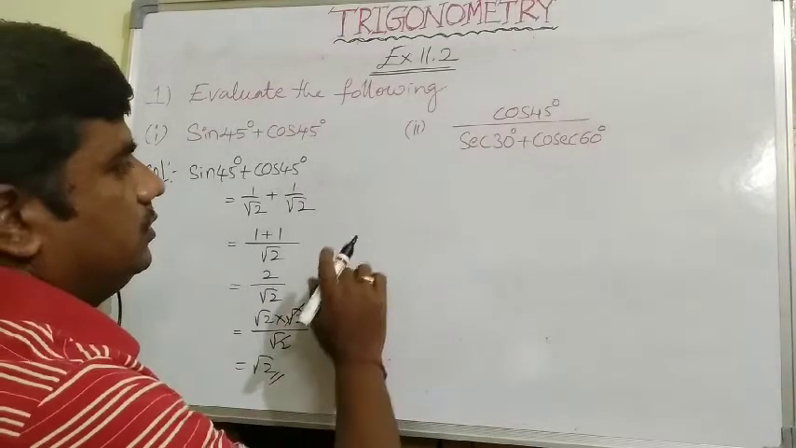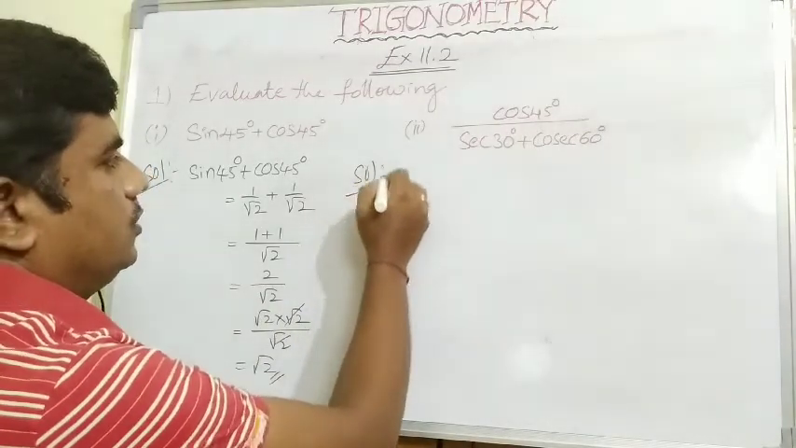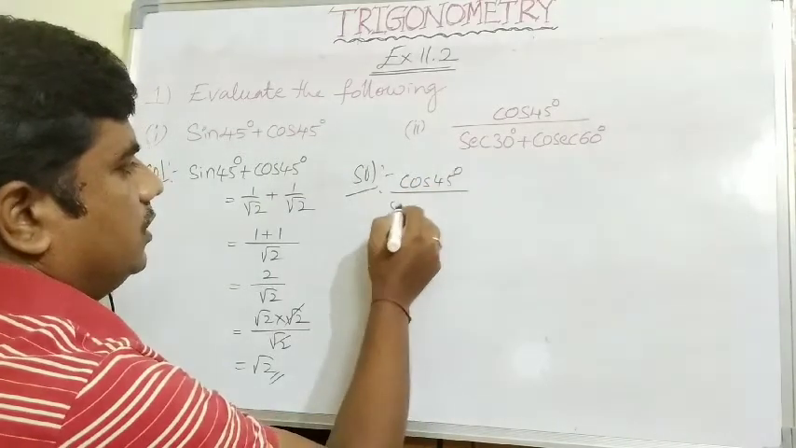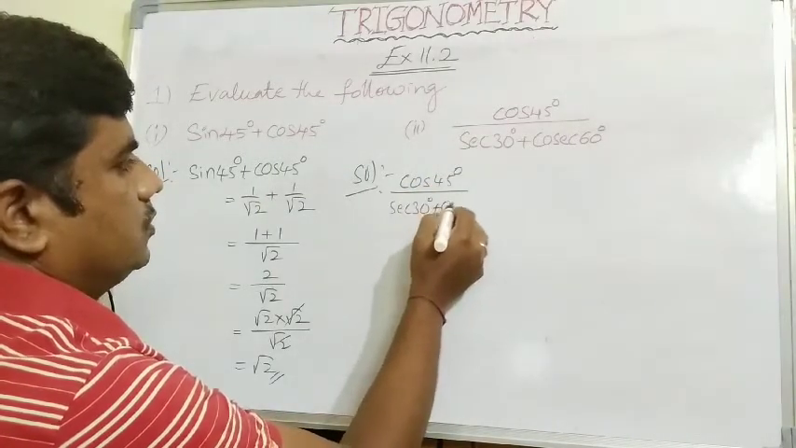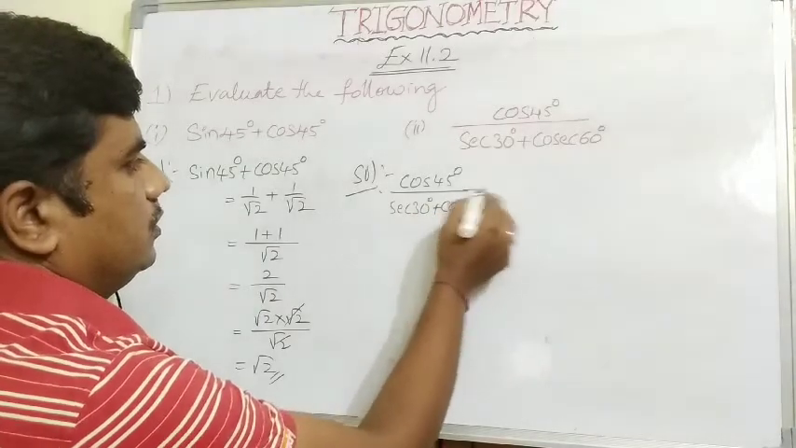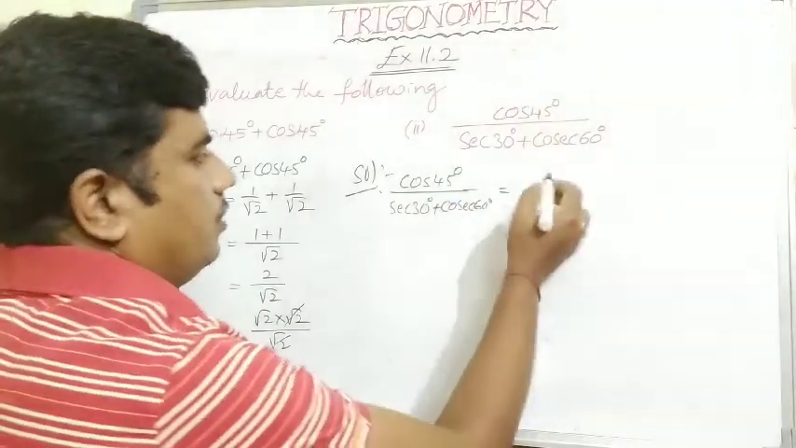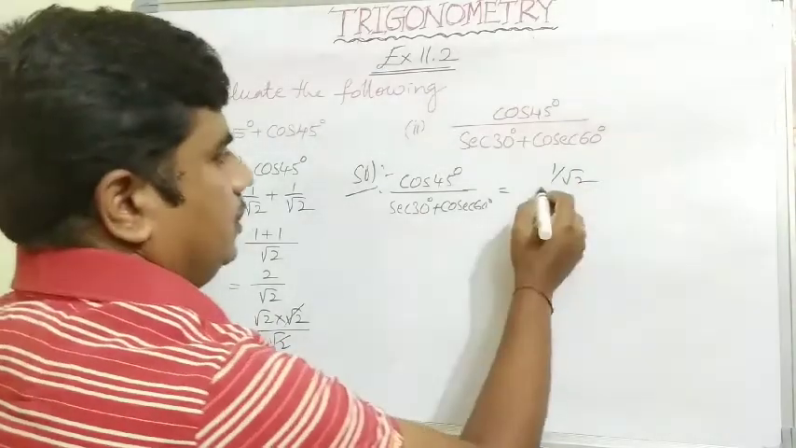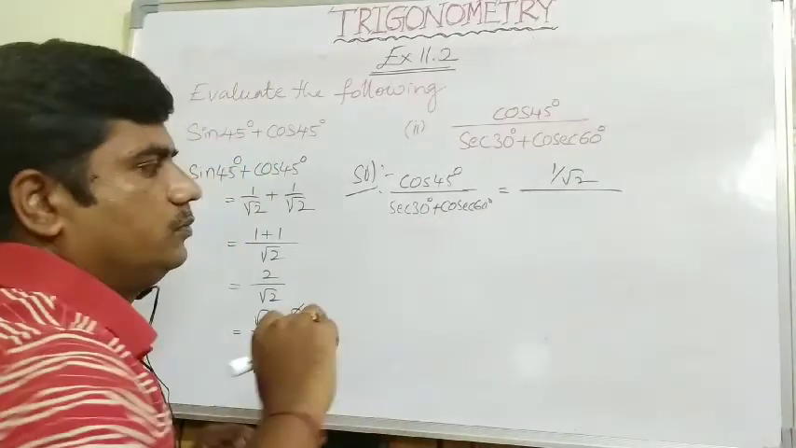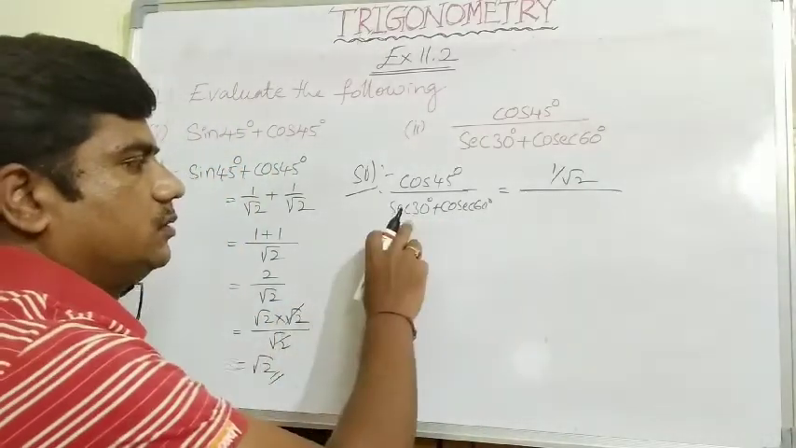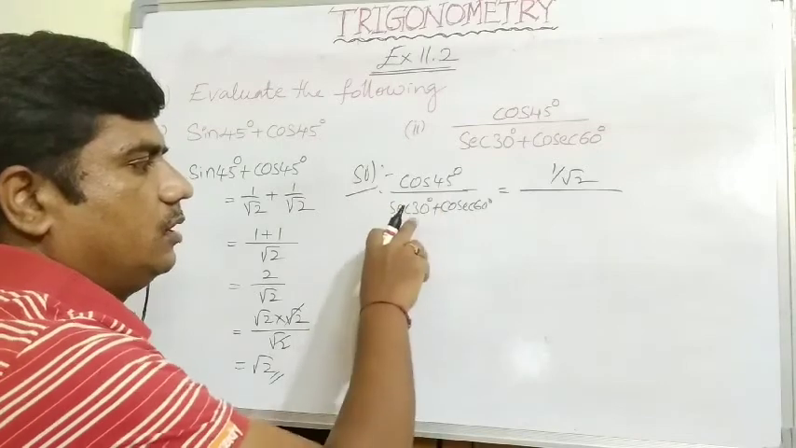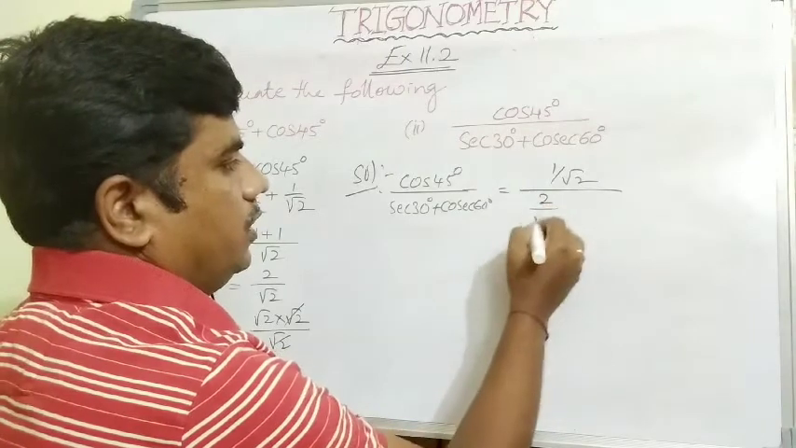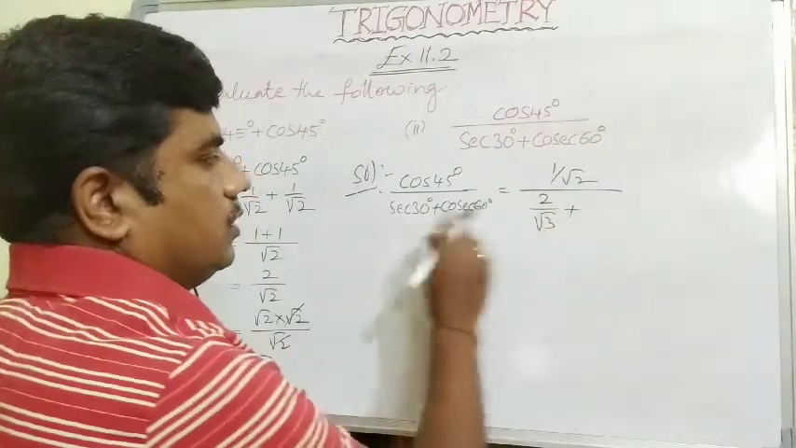So same like that, this one also we have to evaluate. So here cos 45 by sec 30 plus cosec 60. So here cos 45 value is 1 by root 2, by, so sec 30 value. Sec is reverse of cos. Cos 30 value we have to reverse. Cos 30 value is root 3 by 2. So therefore sec 30 value is 2 by root 3, plus cosec 60.